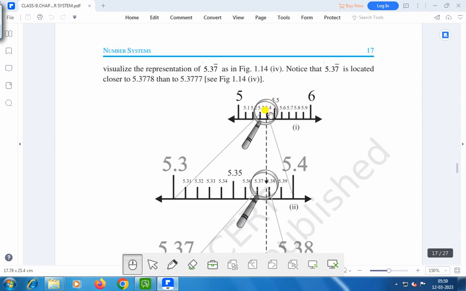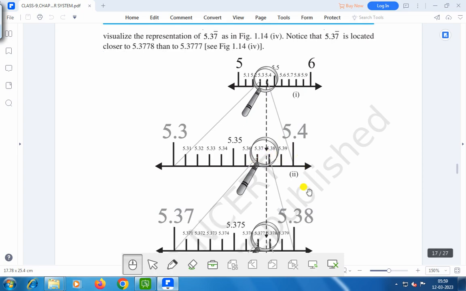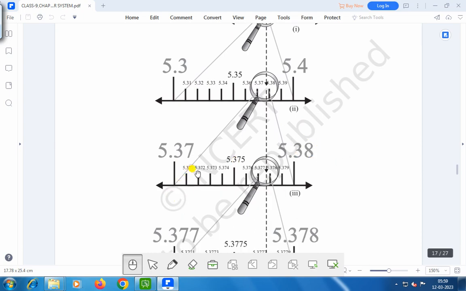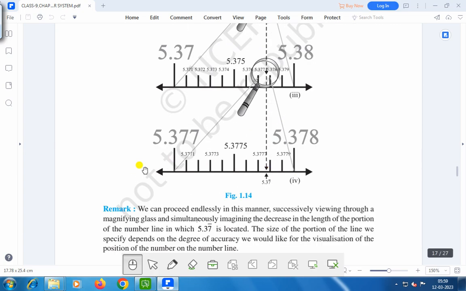Here you see, this is 5 and 6. This is 5.3, 5.4. We are expanding 5.3 and 5.4. Here are 5.31, 5.32, and this again lies between 5.37 and 5.38. Here you see 5.37, this is 5.38. So we are getting 5.371, 5.372, and this number lies between 5.377 and 5.378. Now it is 5.377, 5.378.